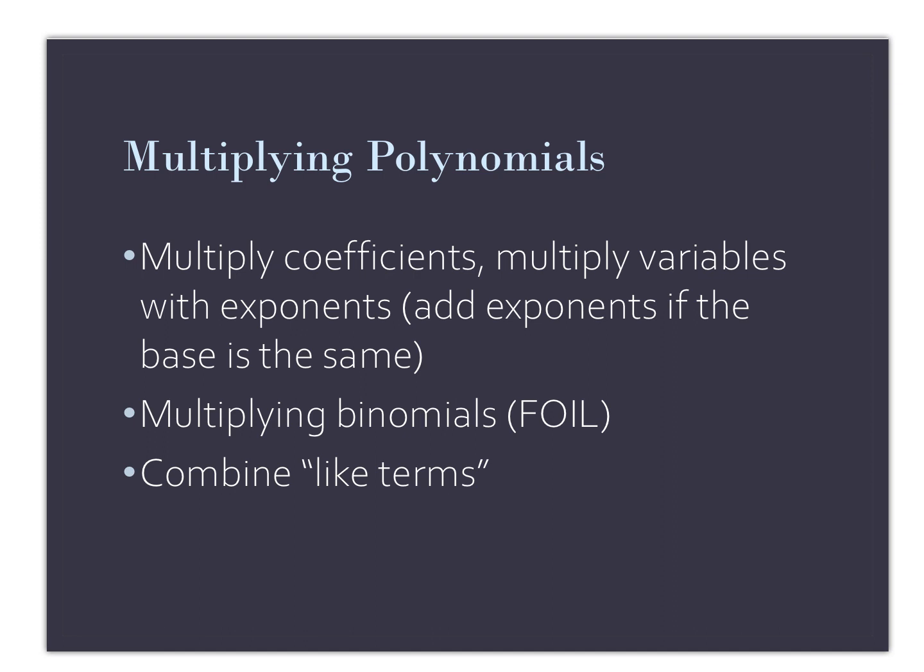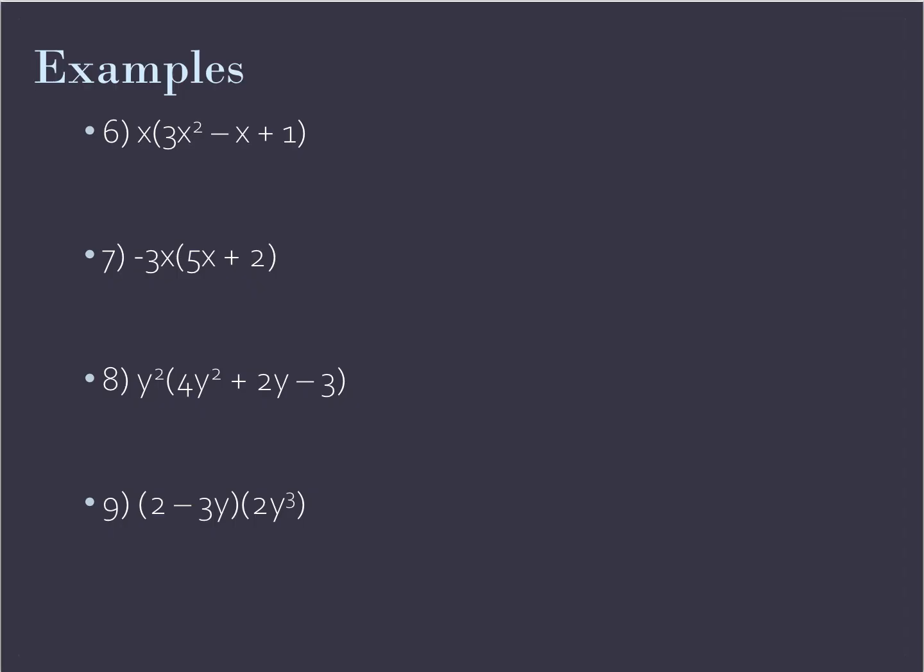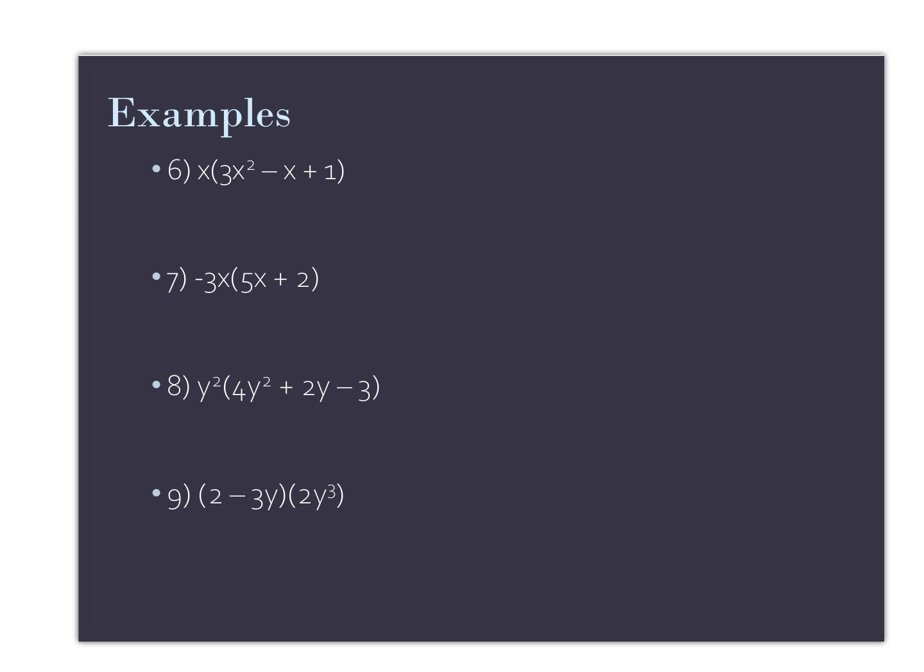So there's different tricks and tips depending on how many terms you're multiplying. Once you multiply everything out, then what's left over, all those products, then you combine your like terms at the end. So for example here, notice that I've got x times a trinomial. I have a monomial out here times a trinomial.